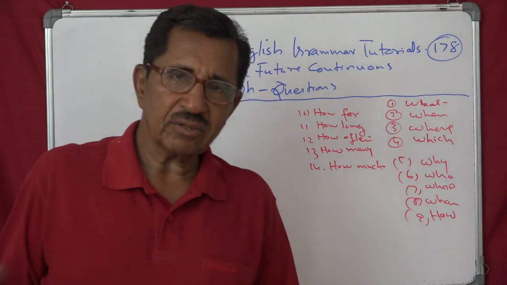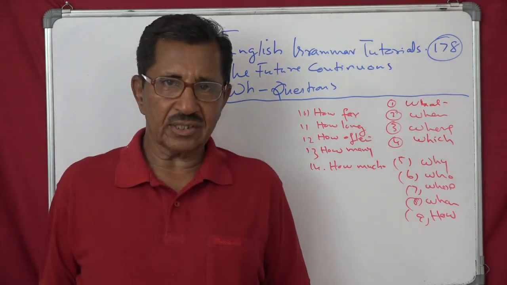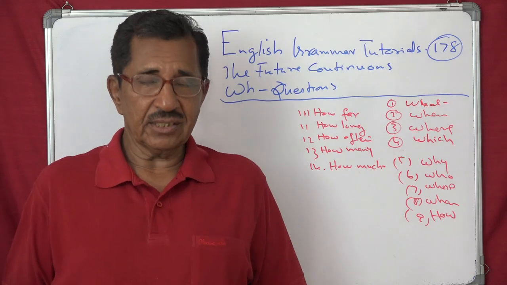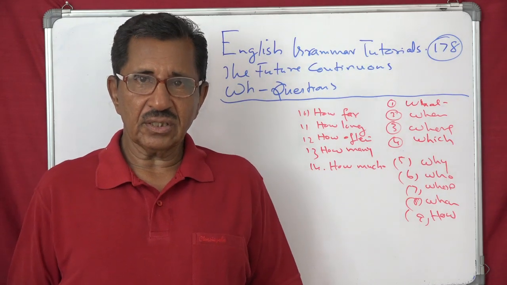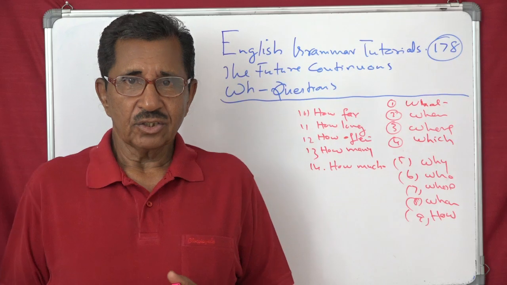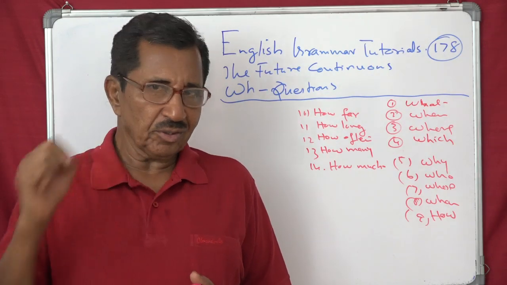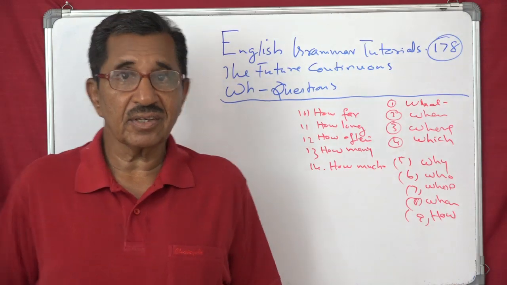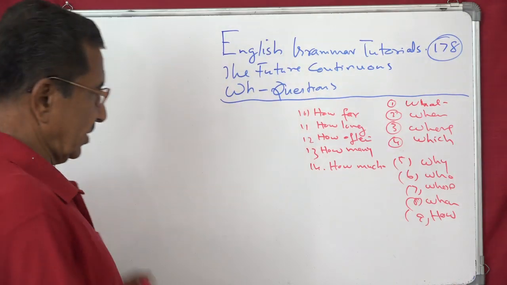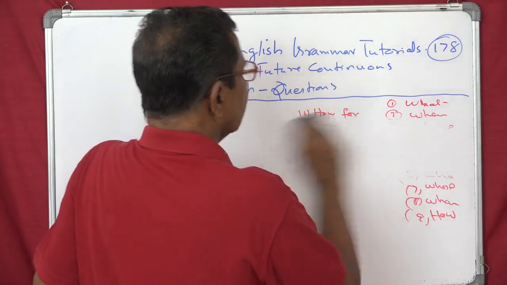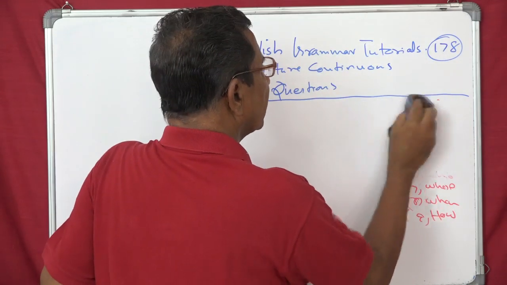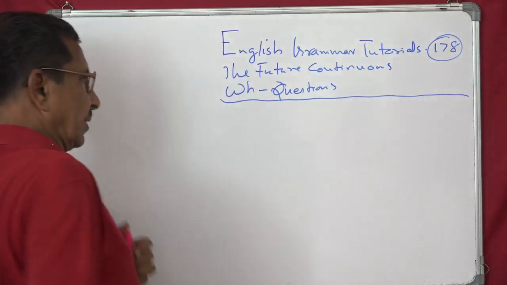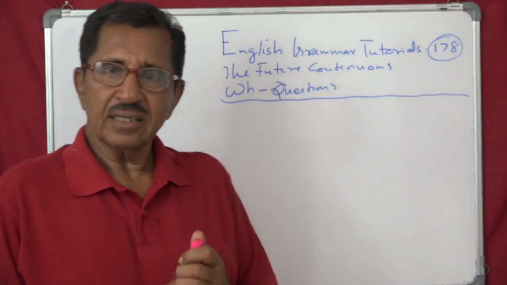So what we usually do is that you have a sentence. First you change it to a yes or no question. Then select the suitable or appropriate question word and then use it. It becomes your WH question. Alright. Is that clear? I just wanted to brush up your memory, and that's why all the 14 question words. Right? Okay.